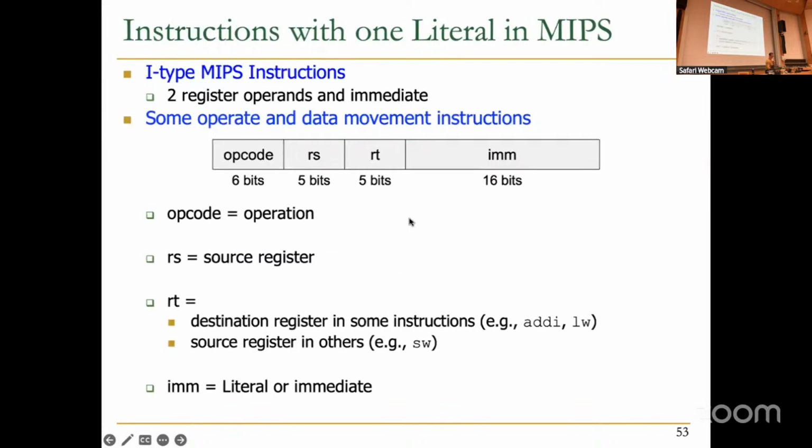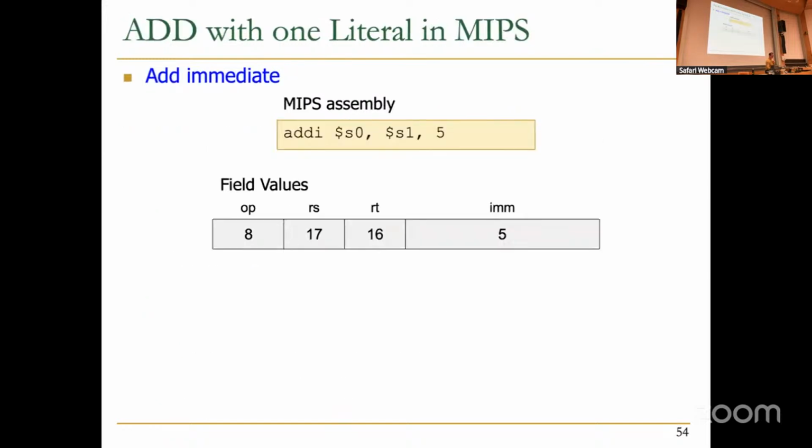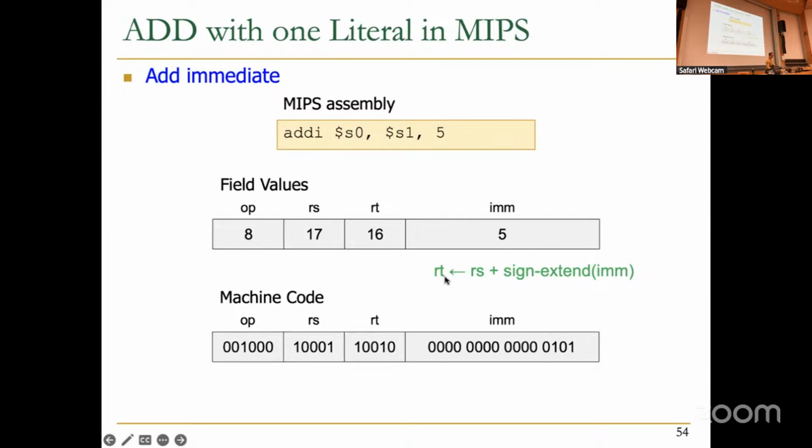Sorry. In this case, the source register is really the 17 over here, RS, and the destination register is 16. Basically, you take RS and add to it a sign-extended immediate, which is very similar to what we have done for LC3, and store the result in RT. And this is the machine code that corresponds to all of this.